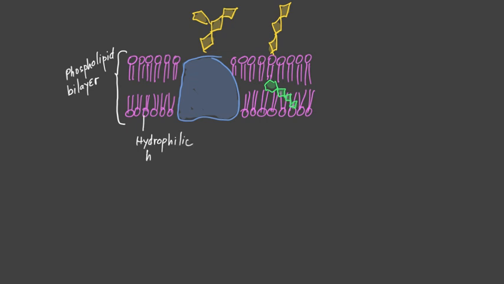The hydrophilic heads of the phospholipid molecule are facing outwards, and the hydrophobic tails face towards the interior of the phospholipid bilayer. The cholesterol that we see in green here stabilizes the phospholipid molecules so they don't move too much.